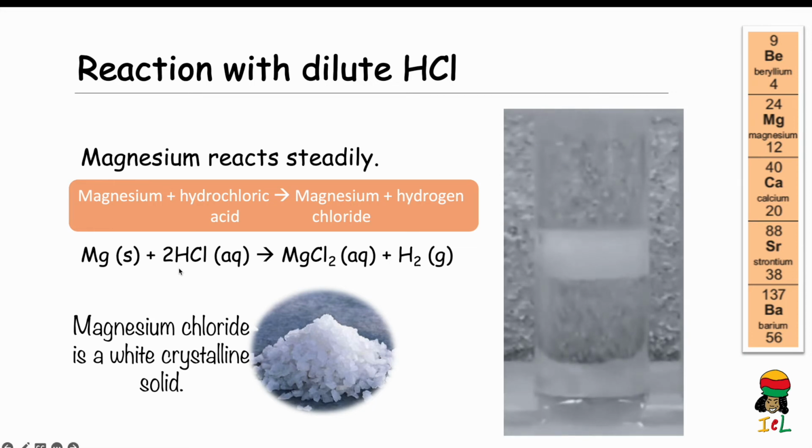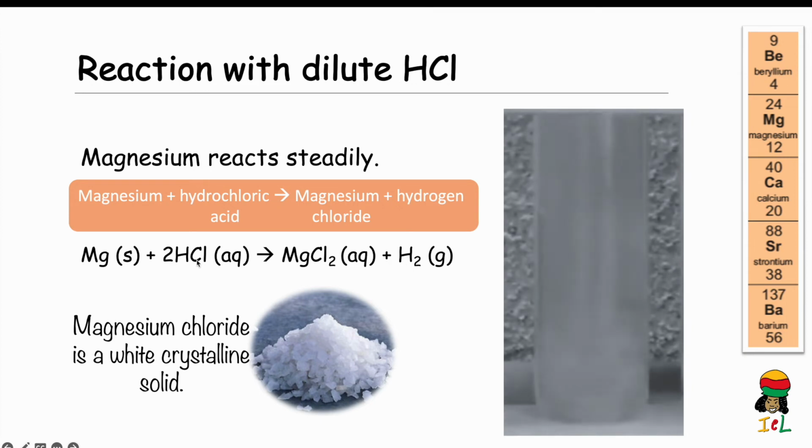Note that the number 2 is put in front of the formula for HCl to balance, or make equal, the number of atoms on either side of the chemical equation. So we have 1 magnesium on either side. We now have 2 hydrogens on either side of the equation, and we also have 2 chlorine atoms on either side of the equation.